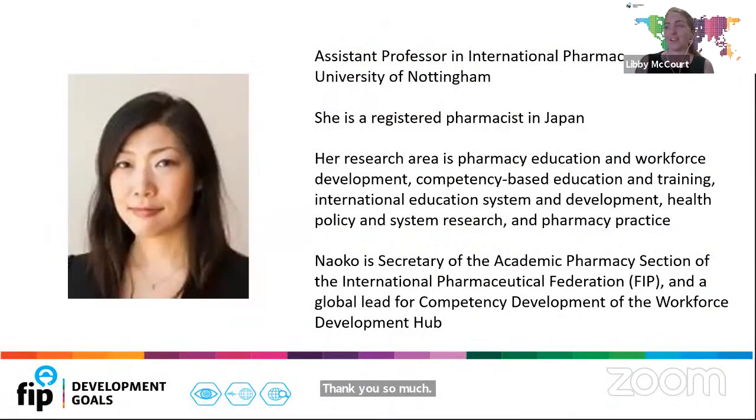Now, our next speaker is Naoko, who is an assistant professor in international pharmacy at the University of Nottingham, and she's going to be presenting on the science element of goal number 5. She's a registered pharmacist in Japan, and her research area is pharmacy education and workforce development, competency-based education and training, international education system development, health policy and system research, and pharmacy practice.